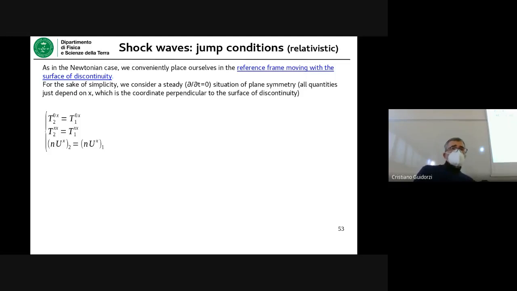And the third condition, which is probably the most different with respect to Newtonian physics, ensures not mass conservation. I don't have the same mass flux across the shock, but I have the same particle flux. So the number of particles crossing the shock per unit area, per unit time, from the upstream region to the downstream region has to be conserved. The number of particles leaving the upstream region because they are crossing the shock per unit area, per unit time, has to be equal to the number of particles that show up in the downstream region per unit area, per unit time. Just like that. And this replaces the conservation of mass that we had in the Newtonian case, okay?